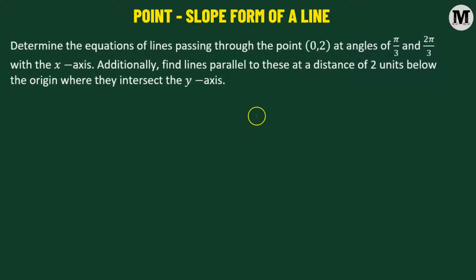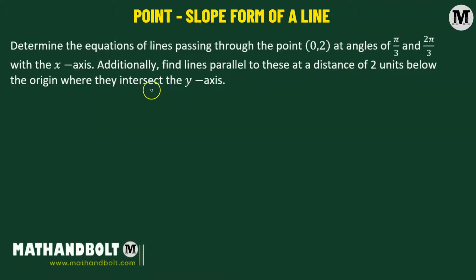Determine the equations of lines passing through the point (0, 2) and making angles of pi over 3 and 2 pi over 3 with the x-axis. Additionally, find lines parallel to these at a distance of 2 units below the origin where they intersect the y-axis. Let's try to understand the problem graphically first.